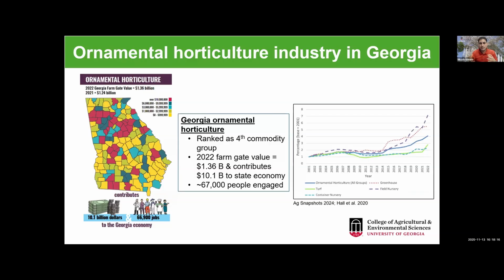On your right, you can see the graph, and this is the best part that I like, because as you can see, the x-axis shows the years from 2001 to 2022. Starting from 2013, 2014, we started seeing an uprising in the ornamental horticulture industry. Really it's booming, and there are tremendous opportunities. But at the same time, we have new diseases that we have to deal with.